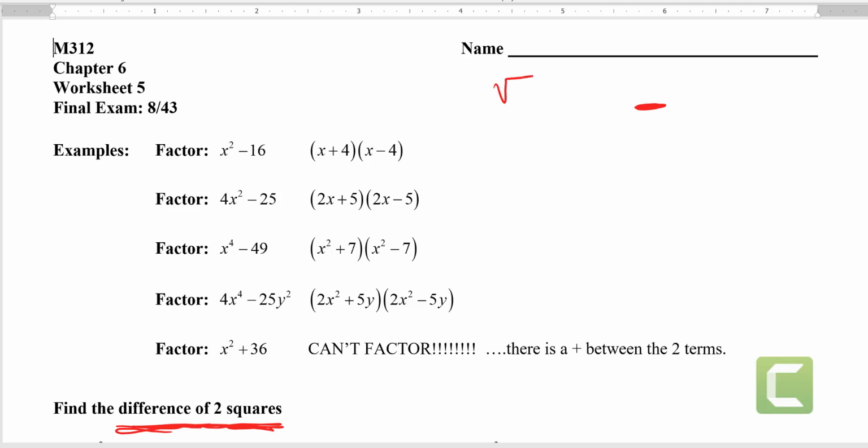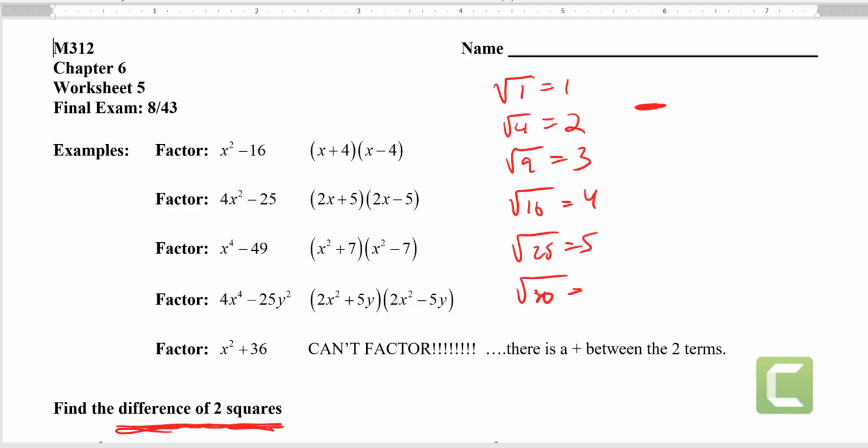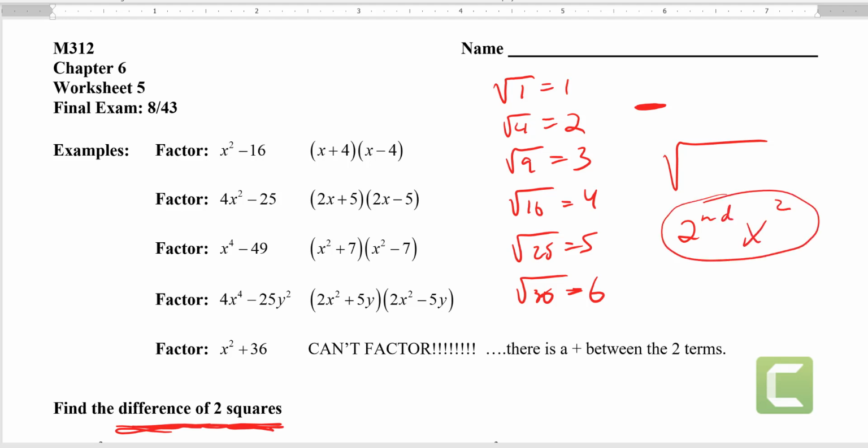So, for example, the square root of 1 is 1, the square root of 4 is 2, the square root of 9 is 3. Right, and then you keep going here. Square root of 16 is 4. The square root of 25 is 5. The square root of 36 is 6. So what you're doing is you're hitting the square root button on your calculator, which on most of those calculators you hit second x squared. If you look for it, it's second x squared, which means it's the square root.